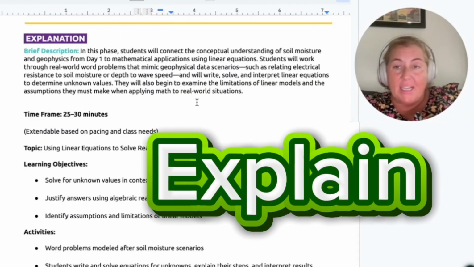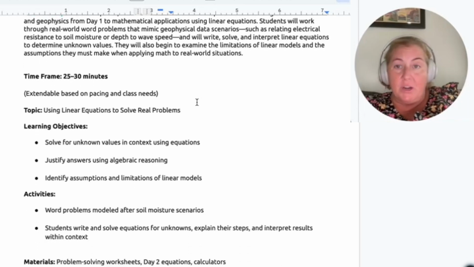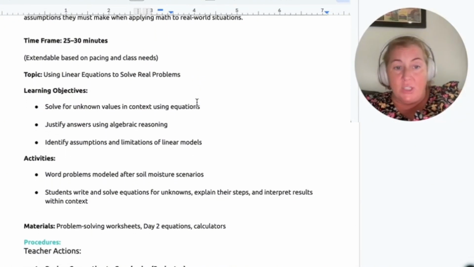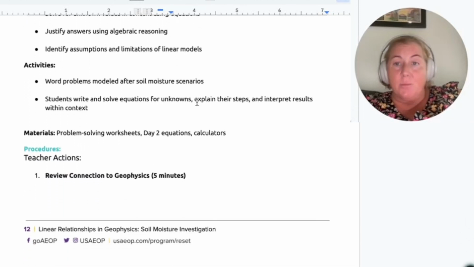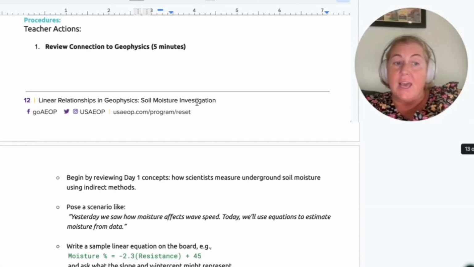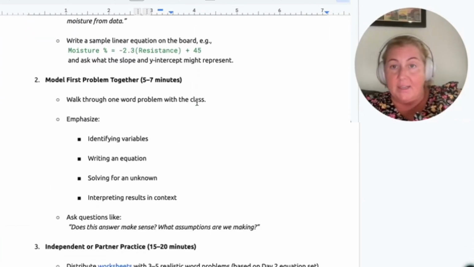Now let's talk about the explanation phase of our lesson plan. In this lesson, students apply what they learned about soil moisture and geophysics by solving real-world problems using linear equations. They will work with scenarios like estimating moisture from resistance or depth from wave speed. Students will write and solve equations, justify their steps, and interpret results in context, while also exploring the assumptions and limitations of using math to model real-world science.